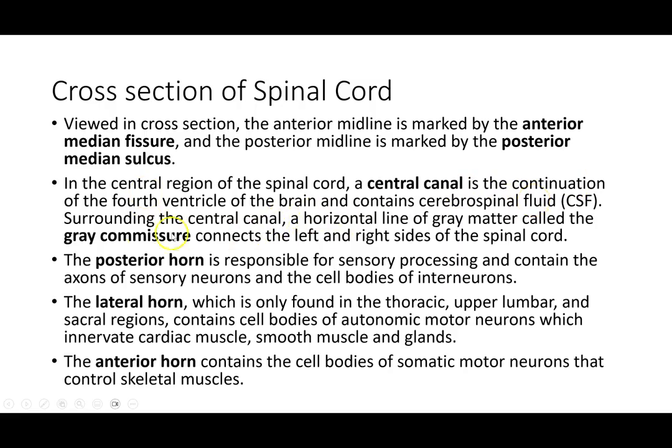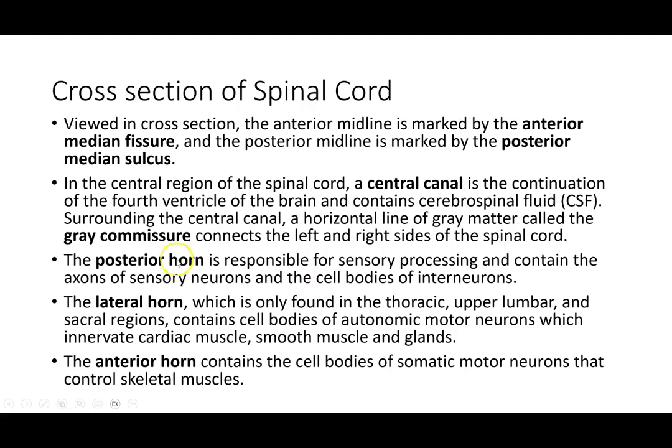And that is surrounded by that gray commissure, so that gray matter, which will help connect the left and right sides of the spinal cord. Then you have the posterior gray horn, lateral gray horn, and anterior gray horn. These were all lab terms. So the posterior horn is responsible for processing sensory information coming into the spinal cord from the spinal nerves.